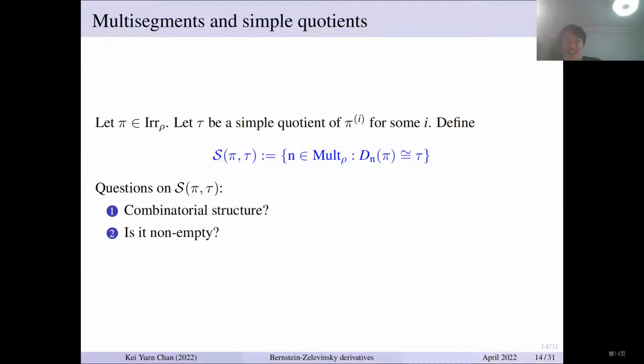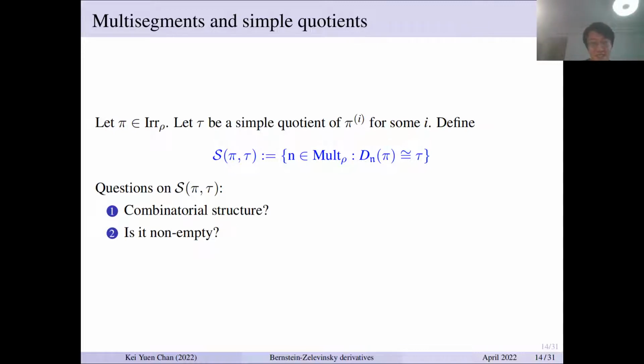Okay, so the next question is we try to understand these sets. If we consider pi an irreducible representation and tau some kind of simple quotient, we define S pi tau, which is the set of multi-segments that give the simple quotient. So the question is we want to study it. We ask about the combinatorial structure, and another question is whether it is non-empty. I will talk about the combinatorial structure first.